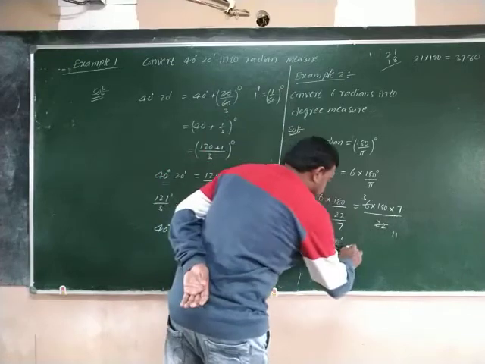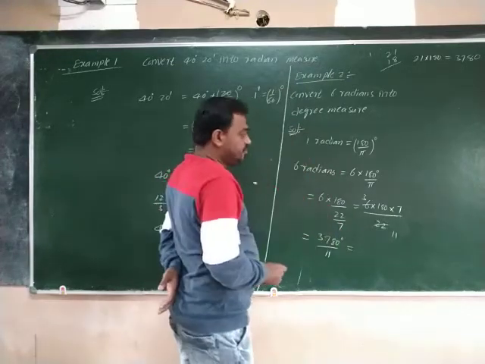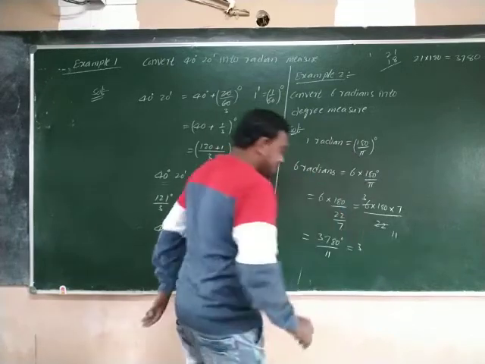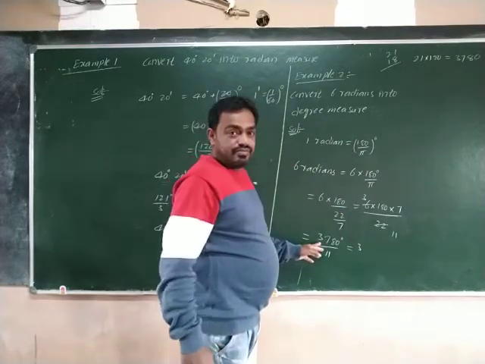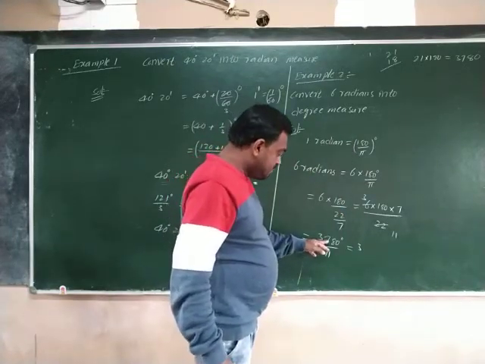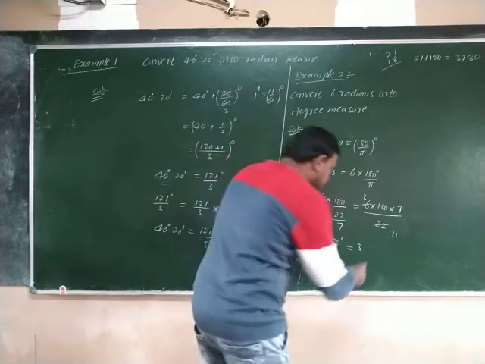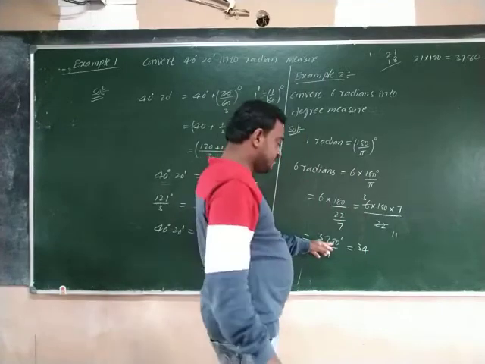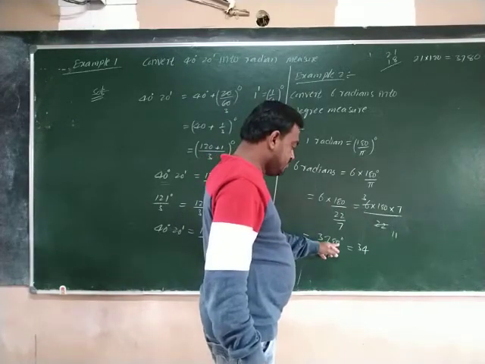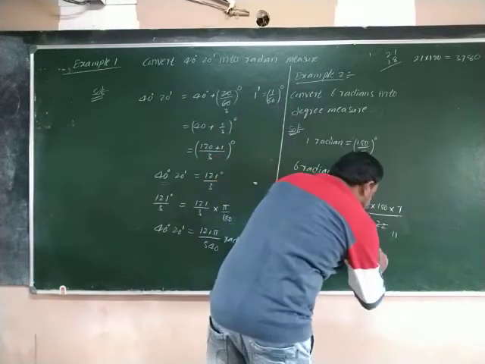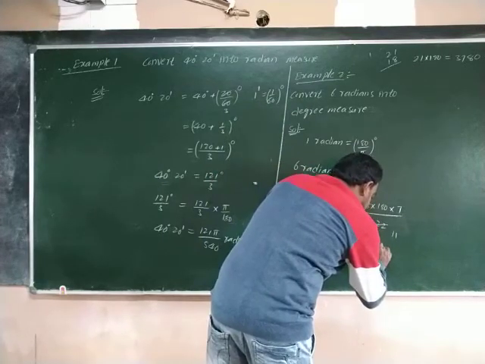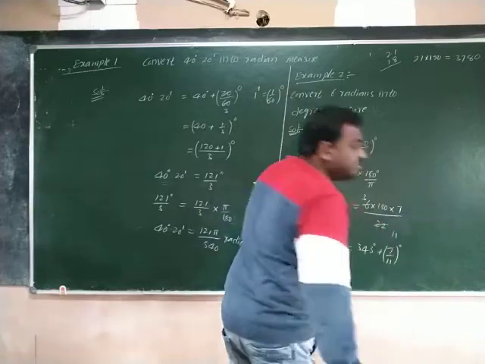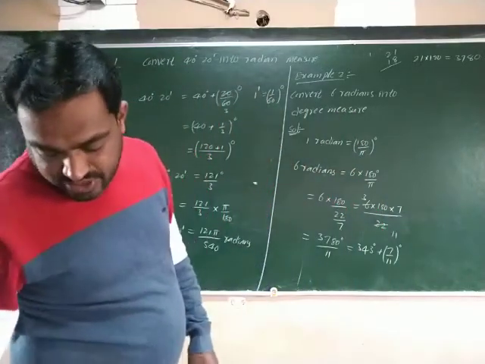Now divide by 11 using the 11 table. 11 threes are 33, plus 4 remaining, so 48. 11 fours are 44, remaining 4, so 40. 11 threes are 33, remainder 7. So 7 by 11 degrees.